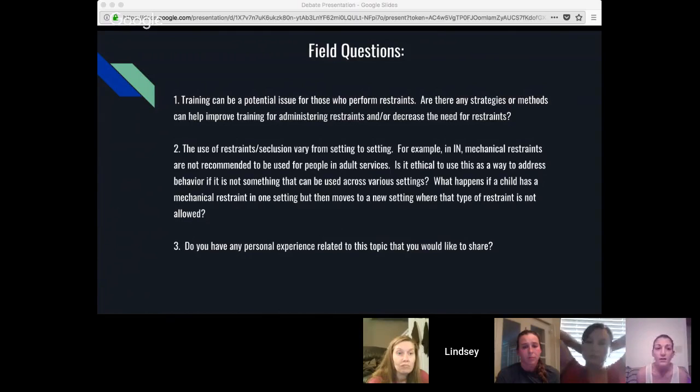How many times does it have to happen before it's considered ineffective? How many people need to be injured before it's considered that? So is it ethical to practice this when there isn't evidence proving that this is effective?